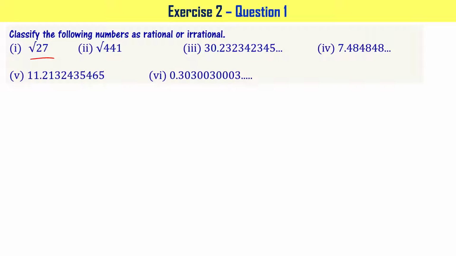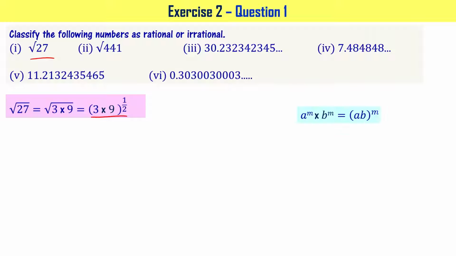Root 27 can be written as root 3 times 9, right? That can also be written as (3 times 9) whole power half. You may recall that a^m times b^m equals (ab) whole power m. Read this formula from this side: (ab)^m equals a^m times b^m. It means when I have (3 times 9) whole power half, I can write it as 3 power half times 9 power half, right?